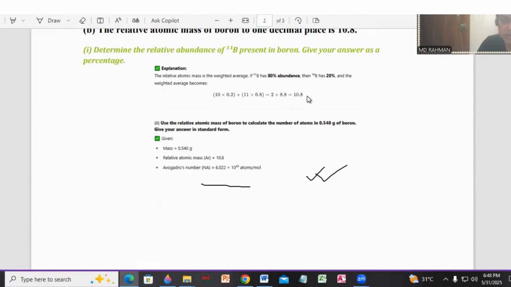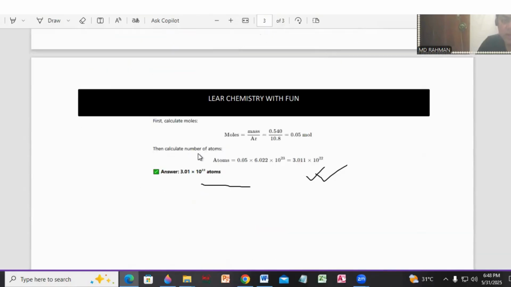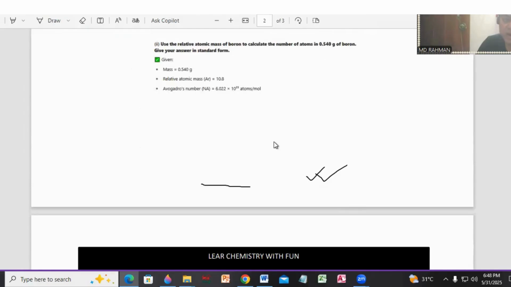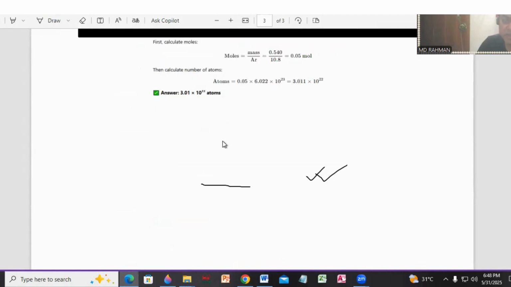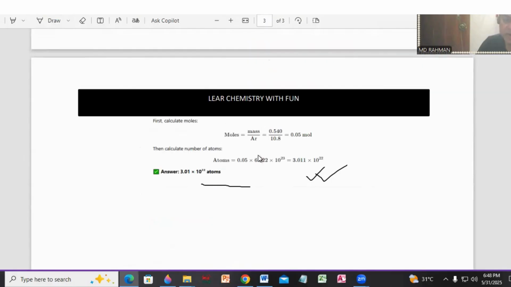This one you can see here, and then Avogadro's number, Na, equal to 6.023 × 10^23 atoms per mole. Now the formula for the first calculation, the mole calculation: moles equal to mass divided by Ar. What is mass? 0.540. Ar means relative atomic mass. Then the calculation result comes to 0.05 mole.